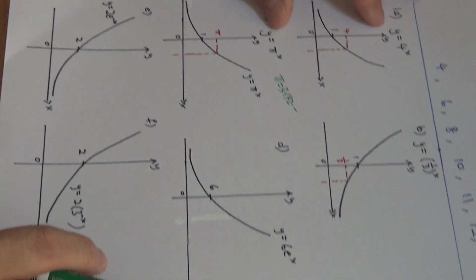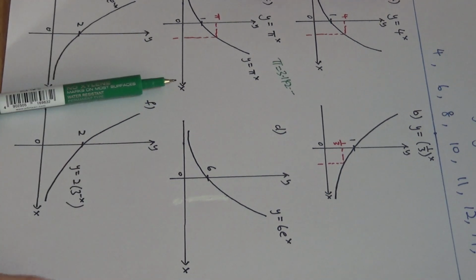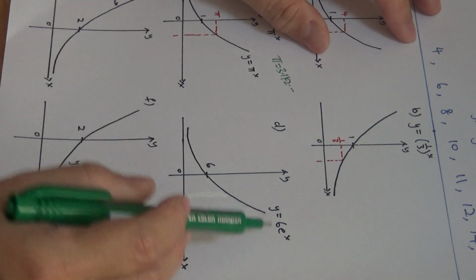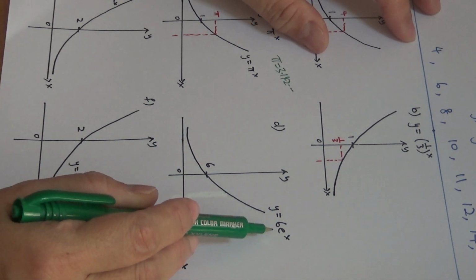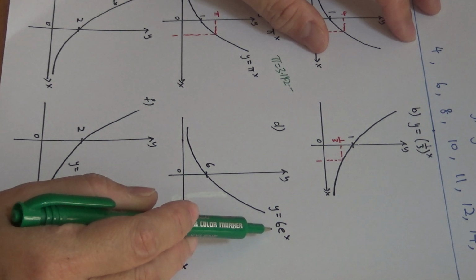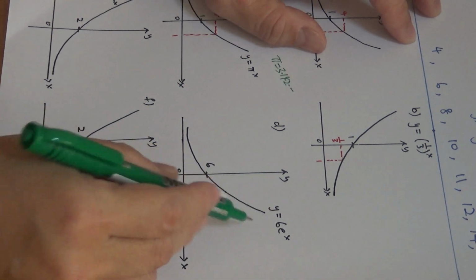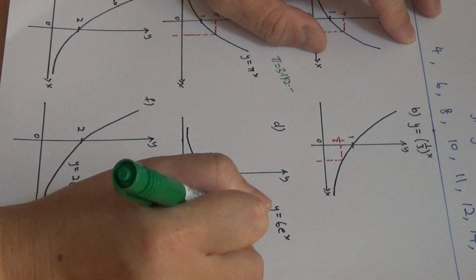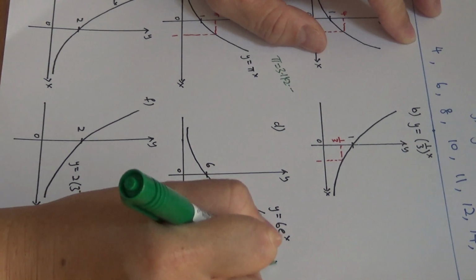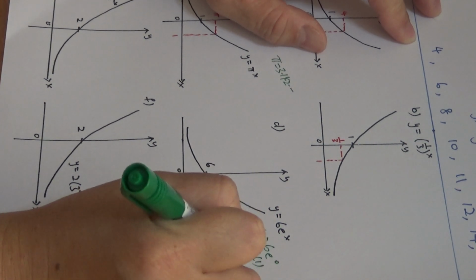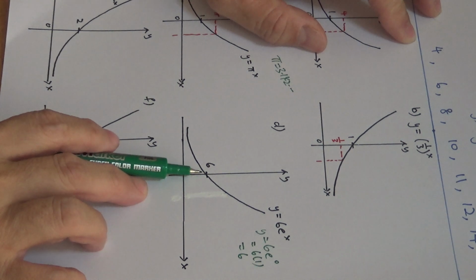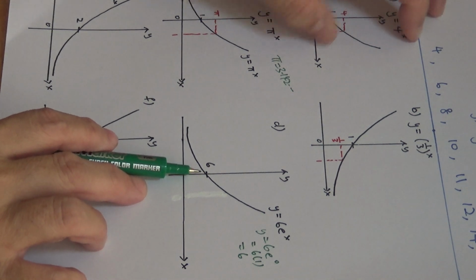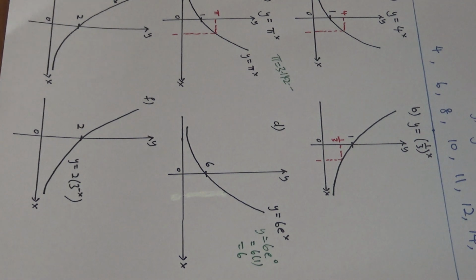Now I'm moving on to part D. Part D says: y equals 6e to the power of x. I already told you that e is a special value, 2.718 and so on. So you will go this way, but when x is 0, I will get 6 times 1, that means 6. So it will cut at 6 and not 1. This is something that I want you to take note of. It will cut at 6 and not 1.